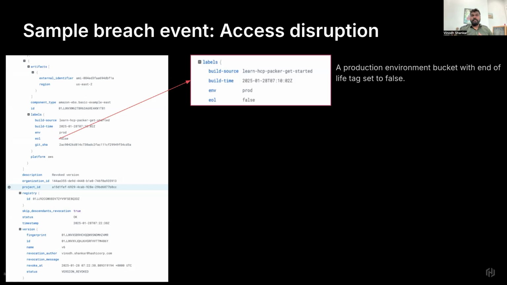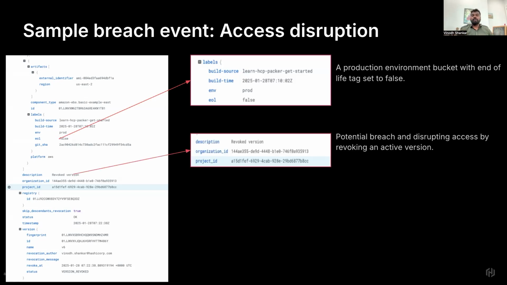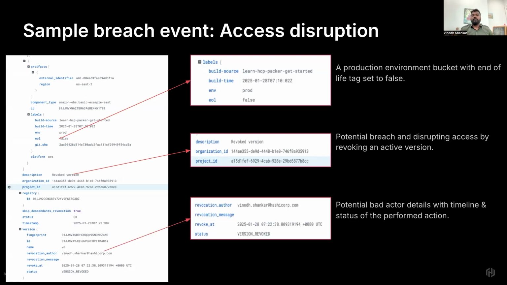With audit logs enabled, the event metadata provides key details, such as the buckets. And as you can see, it also has the end of life tag that is set to false, meaning it is an active bucket. And any image that has been utilized over there needs to be available for the production system to go ahead and provision. The logs also reveal that an active version was revoked, which triggered the overall breach.